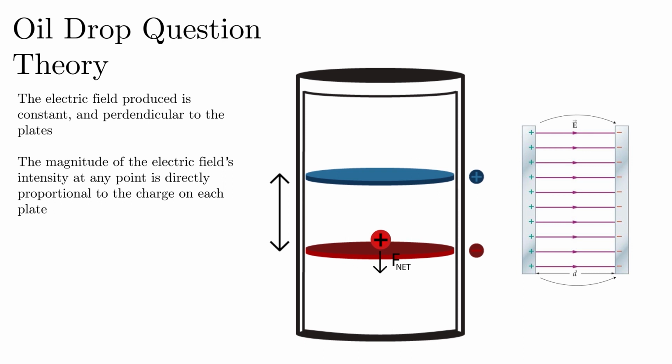Some more key concepts to note are that the magnitude of the electric field's intensity at any point is directly proportional to the charge on each plate. This can be rewritten as E is proportional to Q, where Q is the charge per unit area on each plate. Now that we understand how parallel plate capacitors work, we must apply our knowledge to a type of question that is based on a famous practical experiment, Millikan's oil drop experiment.